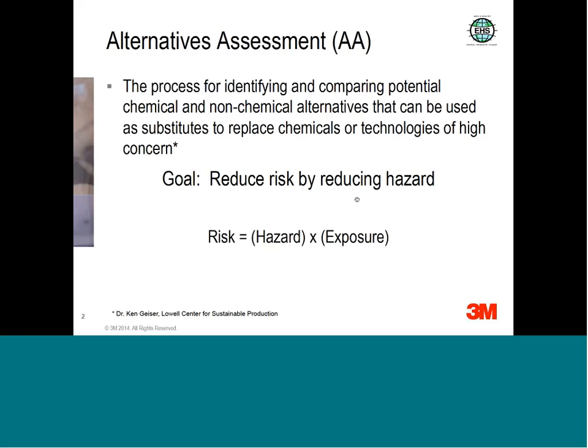So what we're trying to do with alternatives assessment and toxicology at 3M is look at that hazard portion. As Cal mentioned, we often deal with the exposure part by, number one, using personal protective equipment or other industrial hygiene controls like ventilation and things like that. But in this talk, we're going to talk about how we can alter that hazard portion of the risk equation. And again, as she mentioned, safety is the inverse of risk. So if you have high risk, you have low safety and vice versa.